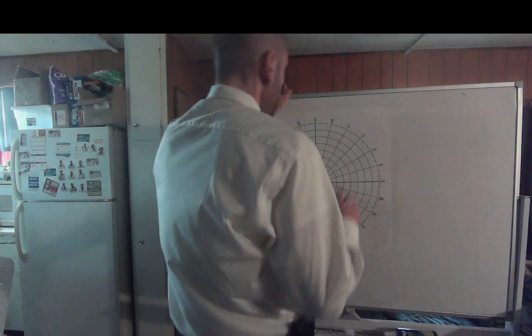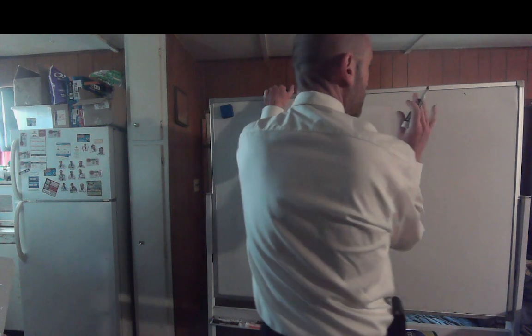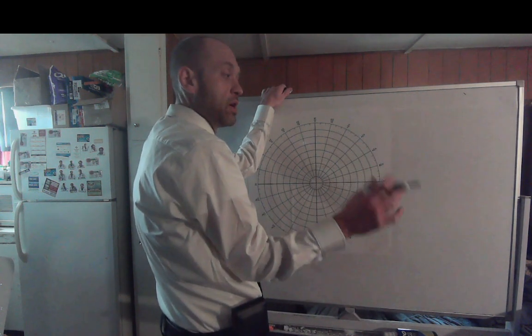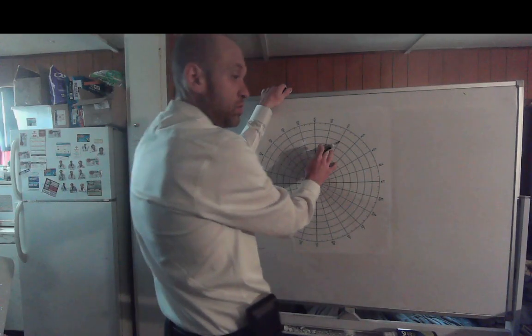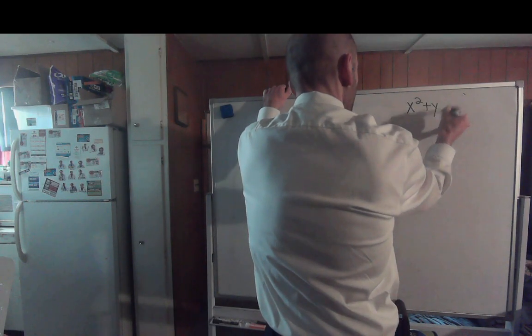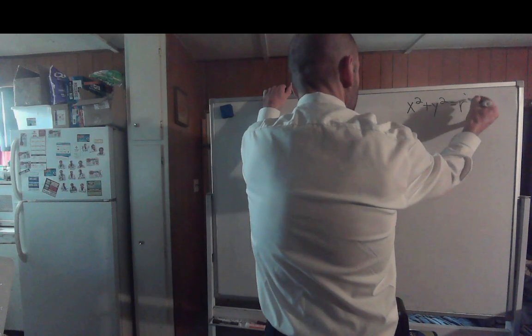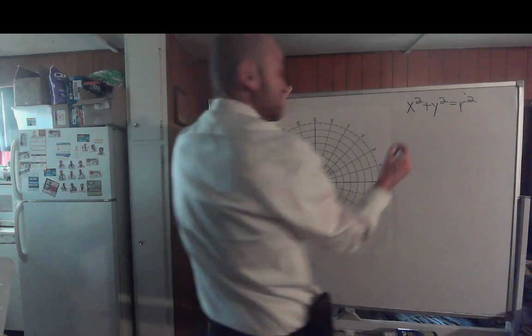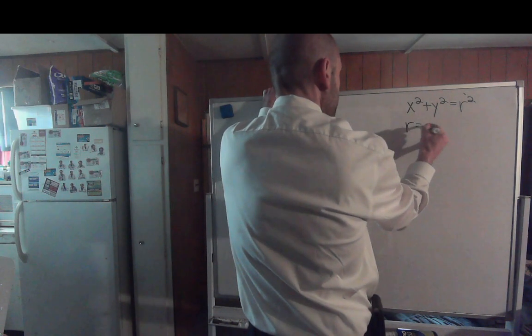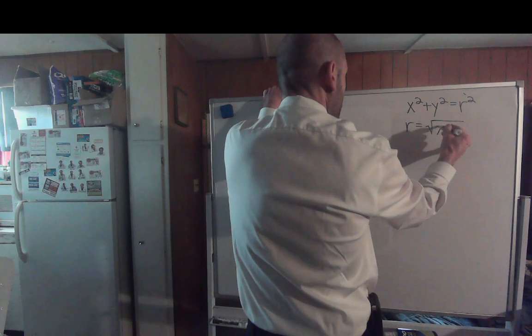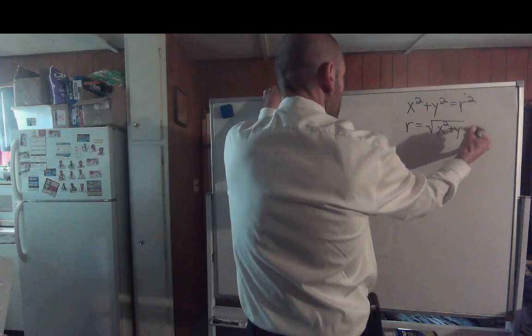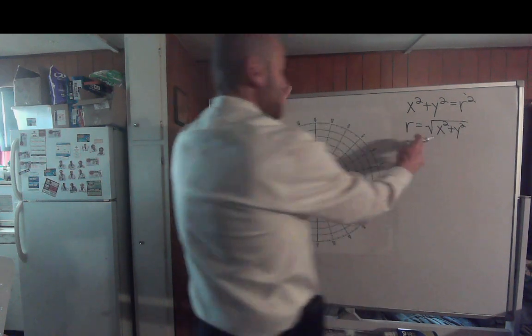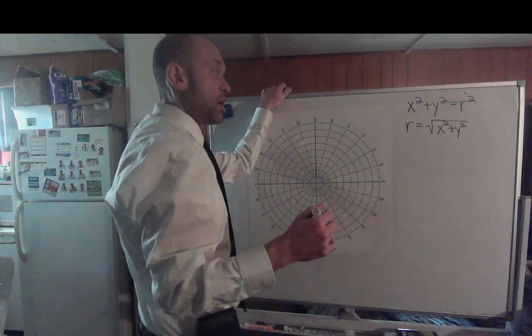So, let's talk about converting rectangular to polar. Well, what about a circle in general? Because we have a unit circle, we know in general that x² + y² = r². Well, the radius is always positive, so that means your radius is equal to the square root of x² + y². So that's how you're going to find your r.